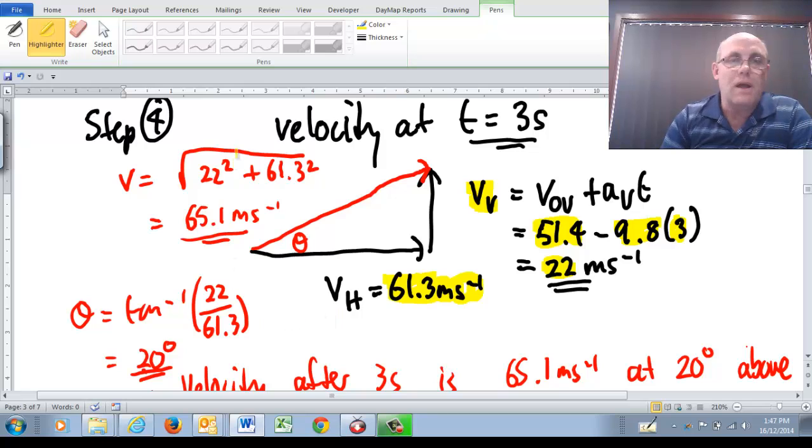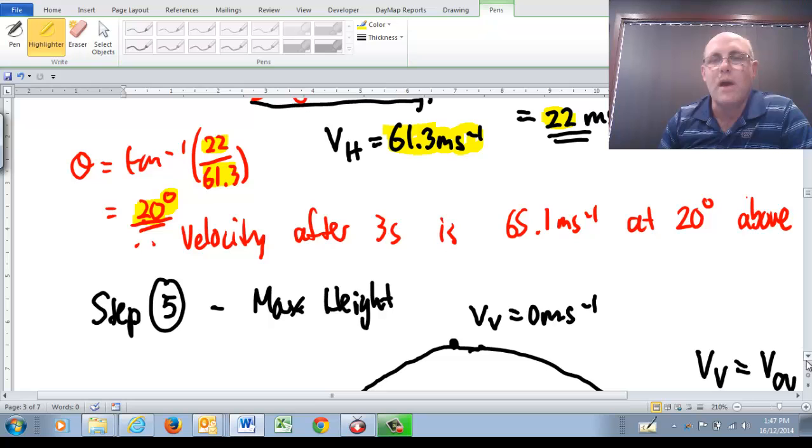So therefore, if I use Pythag over here to find my velocity, I put in my 22, I put in my 61.3, and that gives me a final velocity of 65.1 meters per second. To work out my angle, I need to then say it's my opposite, which is my vertical velocity, over my horizontal velocity, and it's inverse tan of that. So I can say my velocity is in fact 65.1 meters per second at 20 degrees above the horizontal.